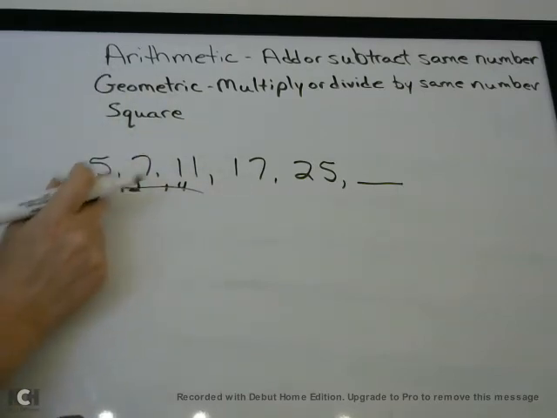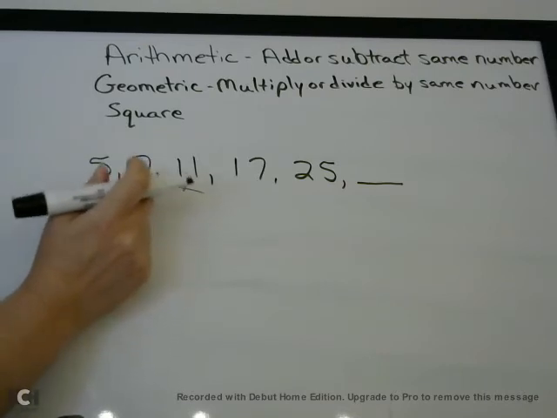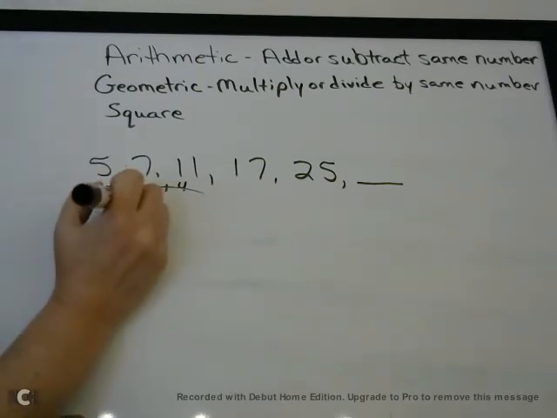To get from 5 to 7, I don't know that off the top of my head, but it's not the same as from 7 to 11. So I'm just going to say it's not geometric. So now I'm going to think, what is the pattern here? Go back to addition or subtraction.